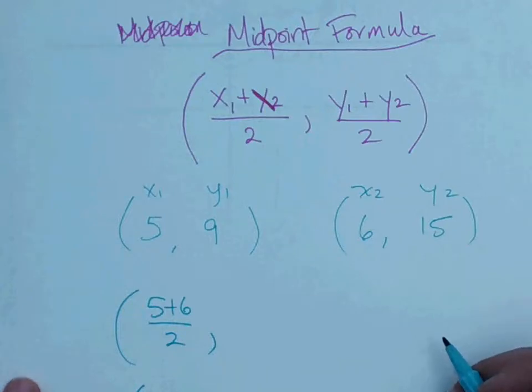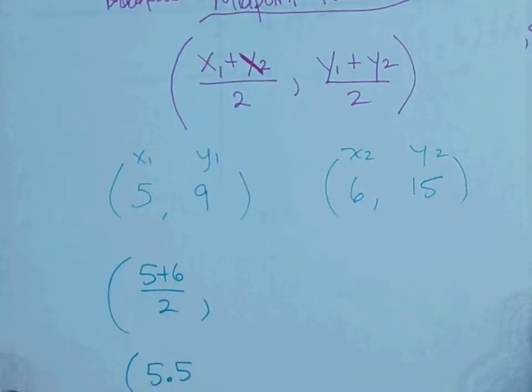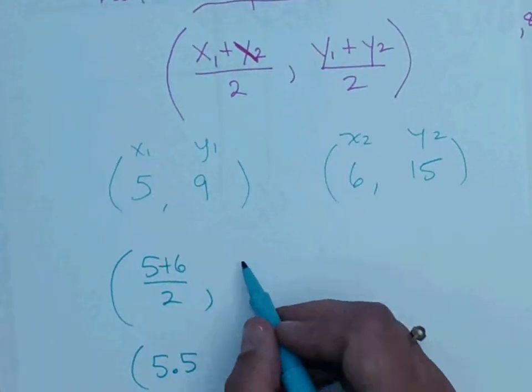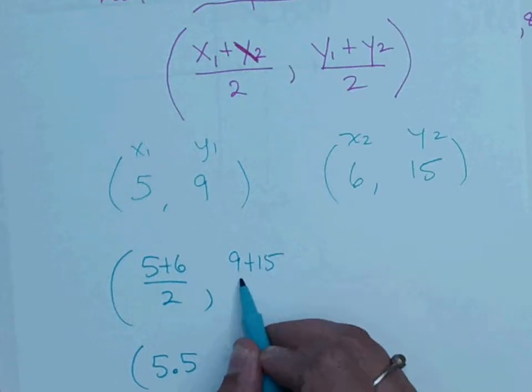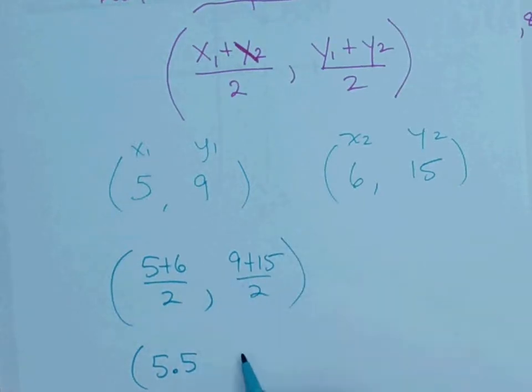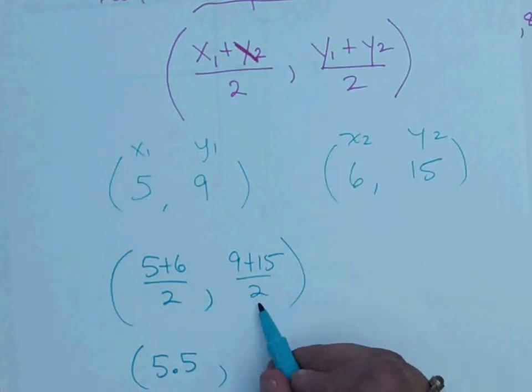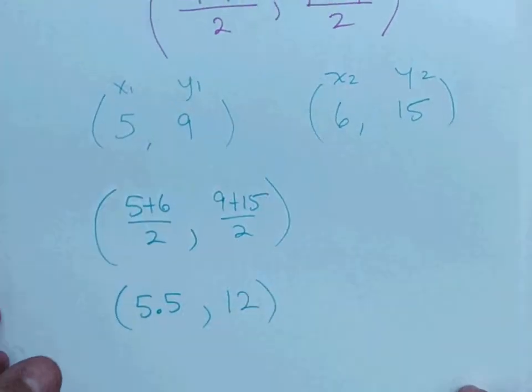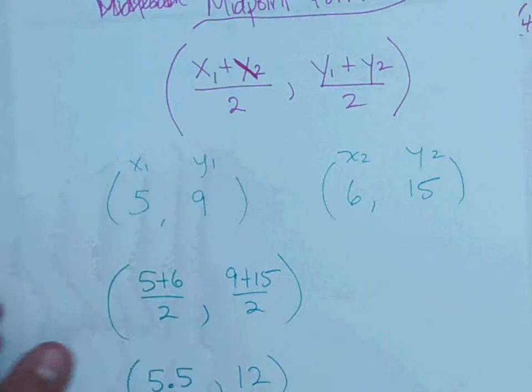I don't know. Okay, you could reason it out. You could say, well, 9 plus 6 is 15. Halfway, that would be half of 6 is 3. 3 plus 9 is 12. Or you could just go 9 plus 15 divided by 2. 9 plus 15 is 24 divided by 2, 12. So see, I just reasoned it out, or I could use the midpoint formula.